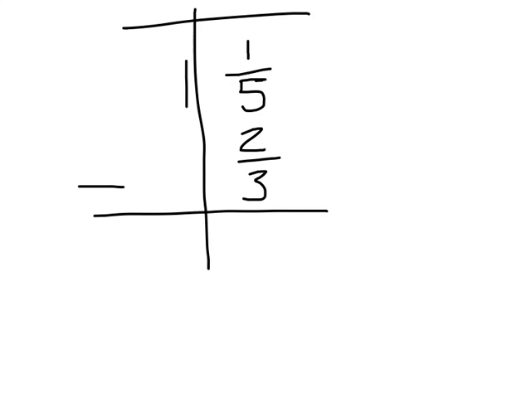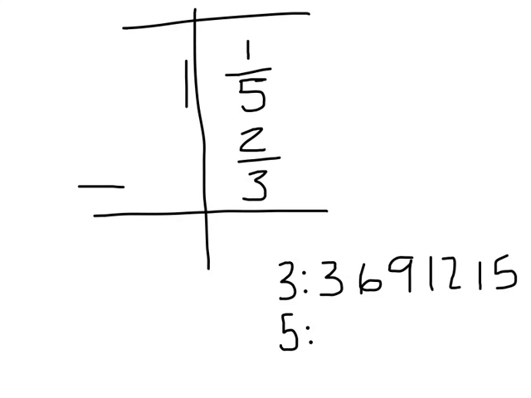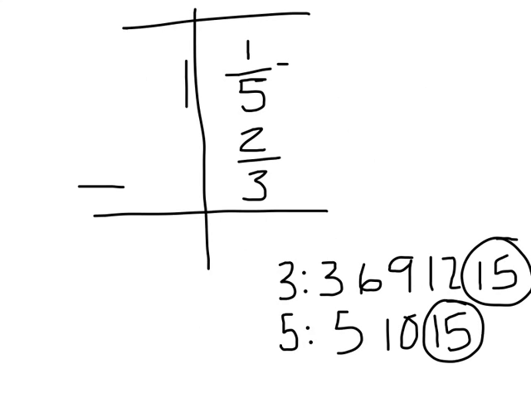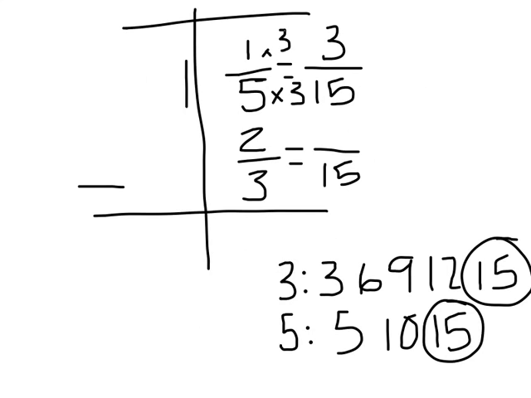Let's do another example. 1 1/5 minus 2/3. First thing I need to do is find a common denominator by listing my multiples of 3 and 5. What's the least common denominator here? The least common denominator is 15. So now I'm going to change each fraction so that the denominator is 15. I know that to get from 5 to 15, I multiply by 3, and I need to do the same thing in the numerator. 1 times 3 is 3. I know to get from 3 to 15, I have to multiply by 5, and I need to do the same thing in the numerator. 2 times 5 is 10.